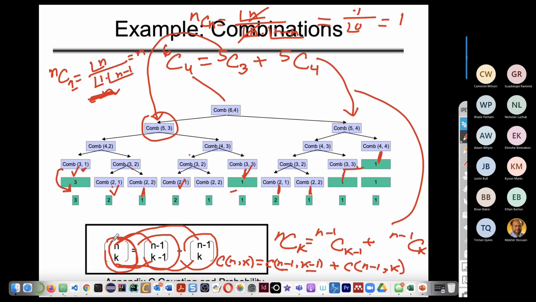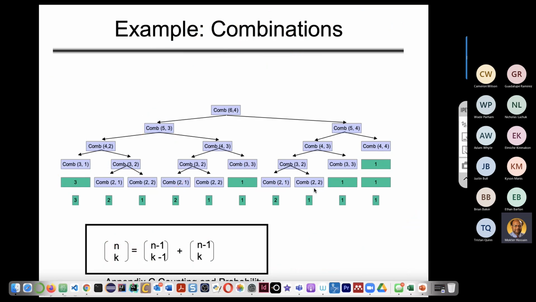Let me go with a simple example, the factorial of a number. Recall how the factorial of a number works.